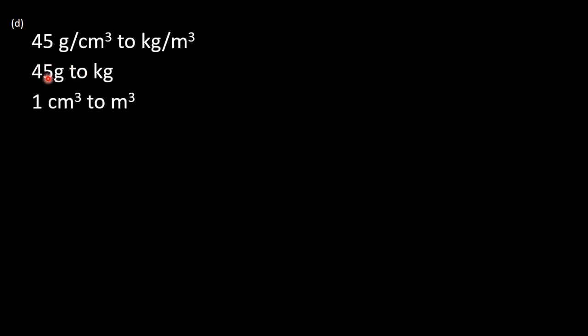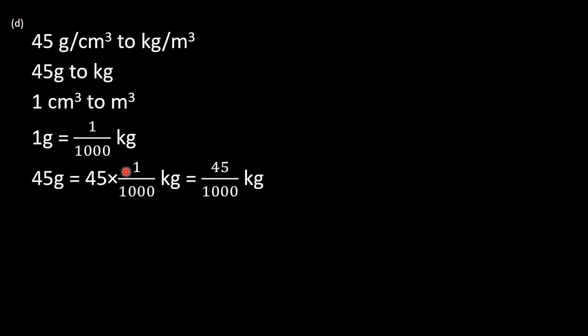Let's start by converting the 45 grams to kilograms. Now we know that 1 kilogram is equivalent to 1000 grams, and therefore 1 gram is equivalent to 1 over 1000 kilograms. Now if you have 45 grams, it's going to be 45 times 1 over 1000 kilograms, which will give us 45 over 1000 kilograms. So 45 grams is equivalent to 45 over 1000 kilograms.